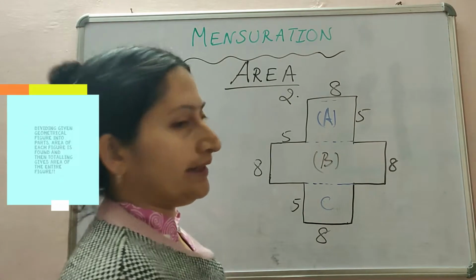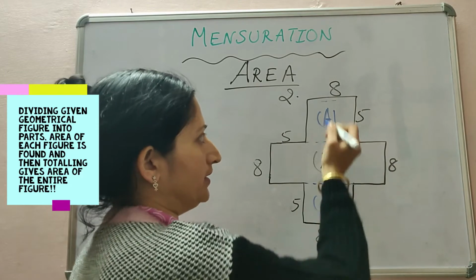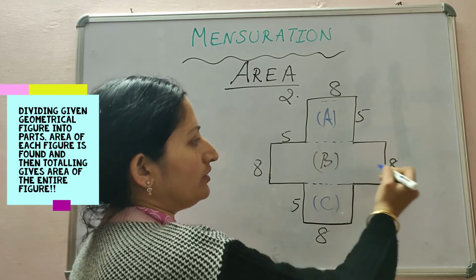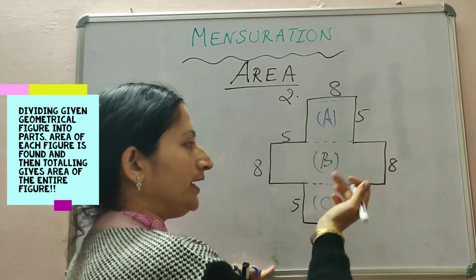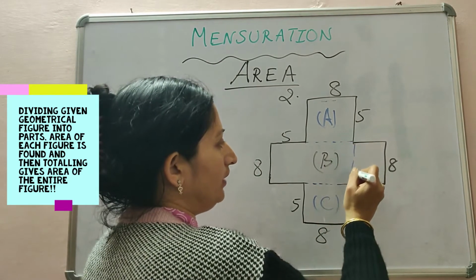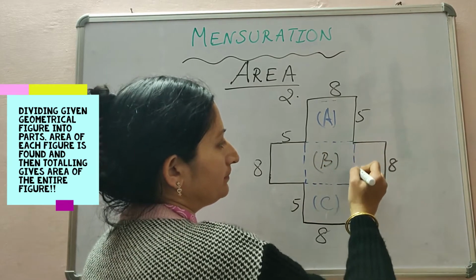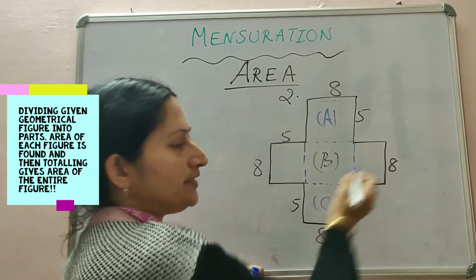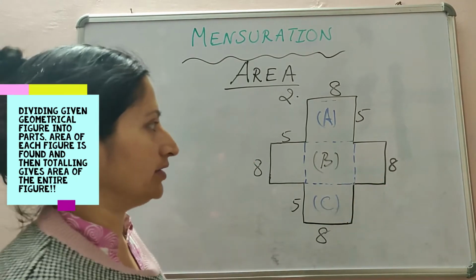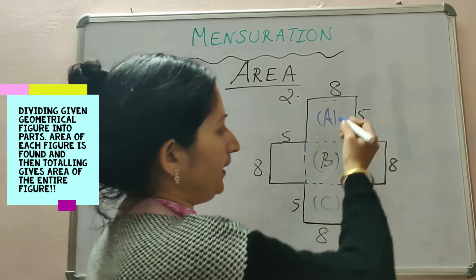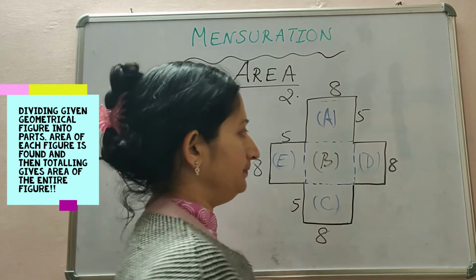We can either do it like this with the 3 figures, or we can divide it into more figures. Like here we have segregated, here also we can take this separate and this separate, and then this separate. What ma'am is saying, let me make you understand. Like this also we can draw lines and calculate these 4 figures. So we can have any of the 2 methods. So let me do this: A, B, C, this becomes D, and this one is E figure.